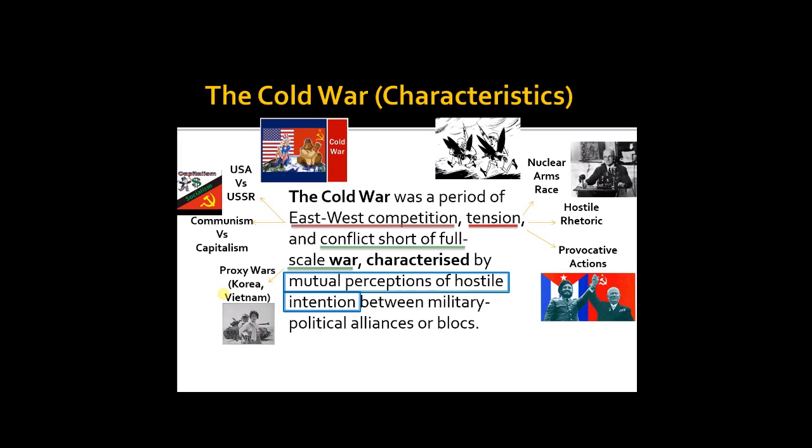The Cold War was characterized by mutual perceptions of hostile intention. So, what do we mean by mutual perceptions?